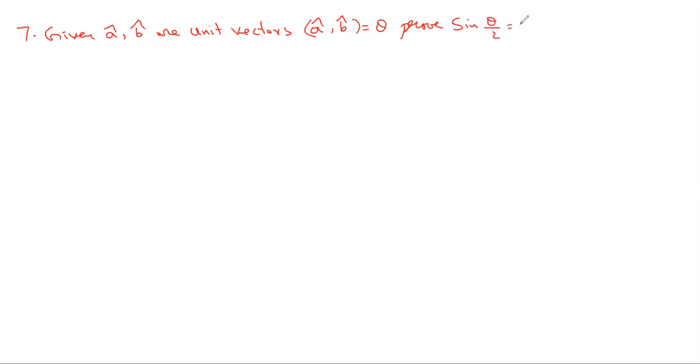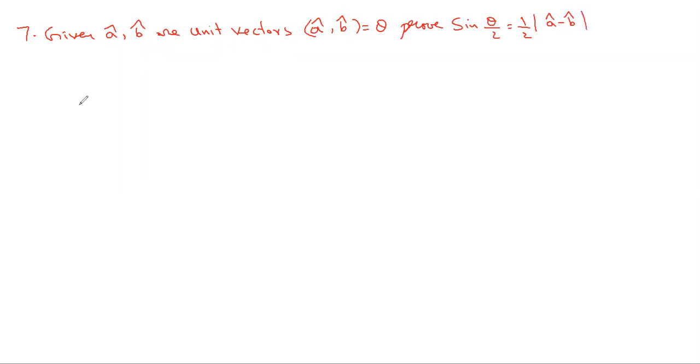We'll do the 7th question also. It looks a little different. If A cap and B cap are unit vectors, and the angle between them is theta, then prove that sine theta by 2 equal to half into modulus of A cap minus B cap.